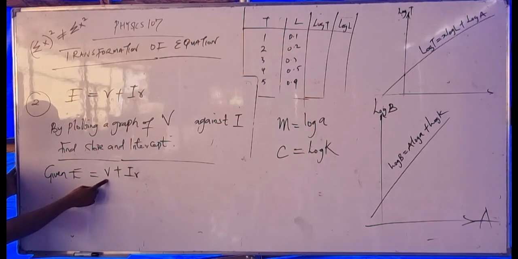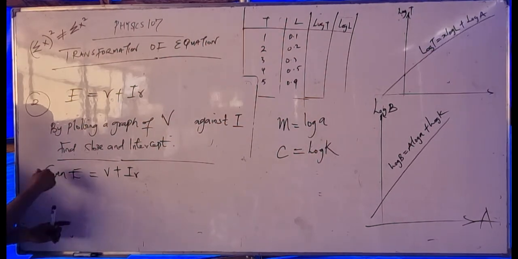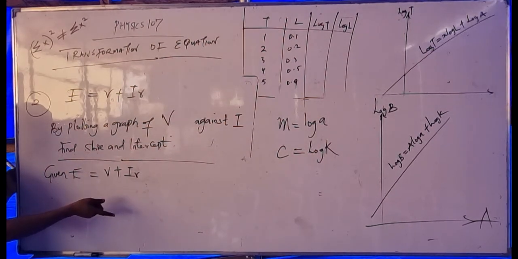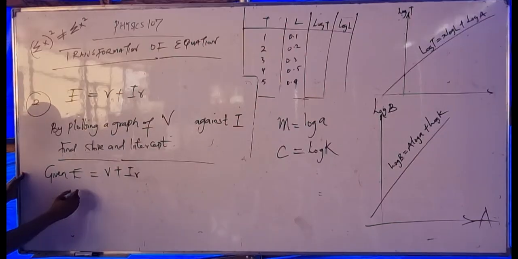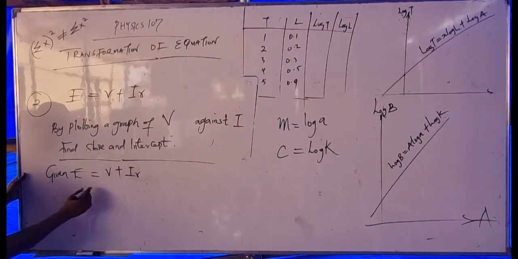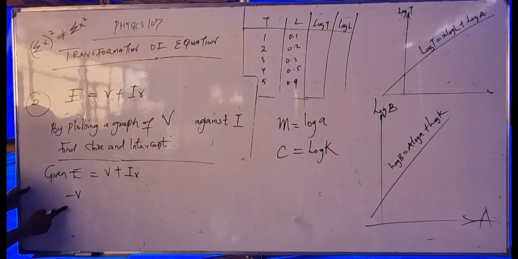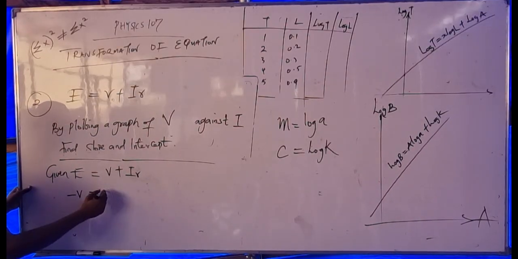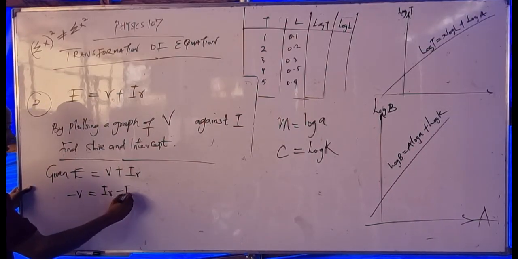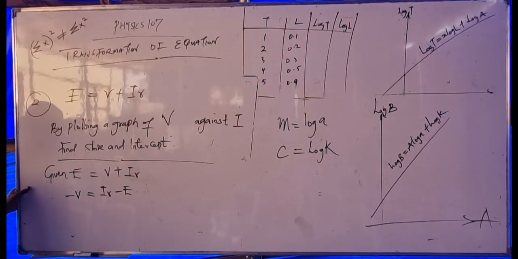So what do we do to make V be on the Y axis? I will move this V here, then take this back here. Are you following? So that means my E minus V equals IR minus E? Do you get what happened here?